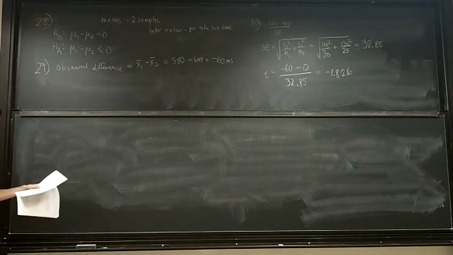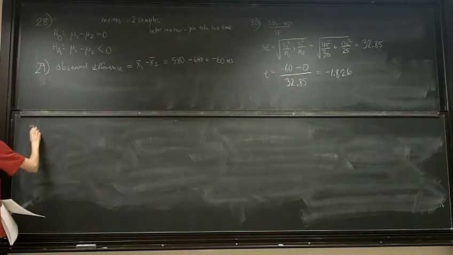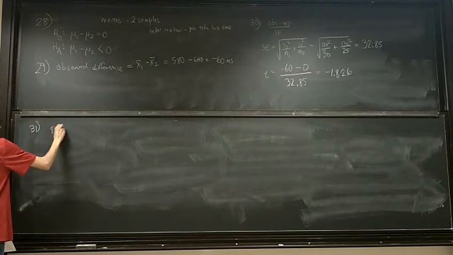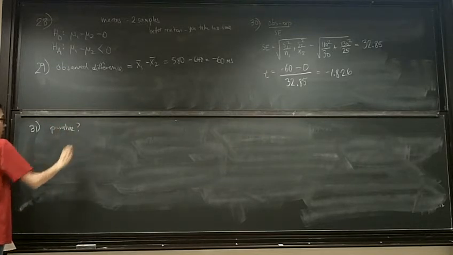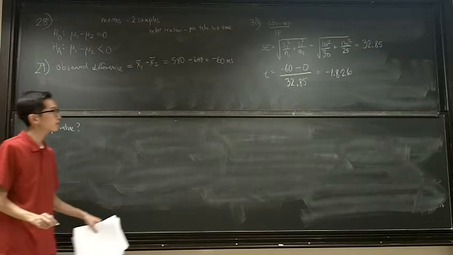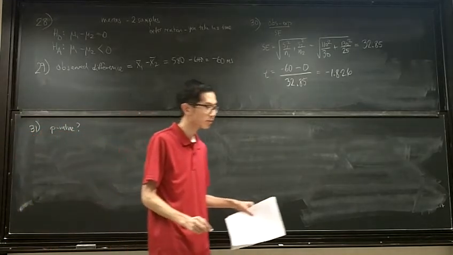All right. So what is our p-value? Our p-value. So our test statistic is negative 1.826. How many degrees of freedom do I have?